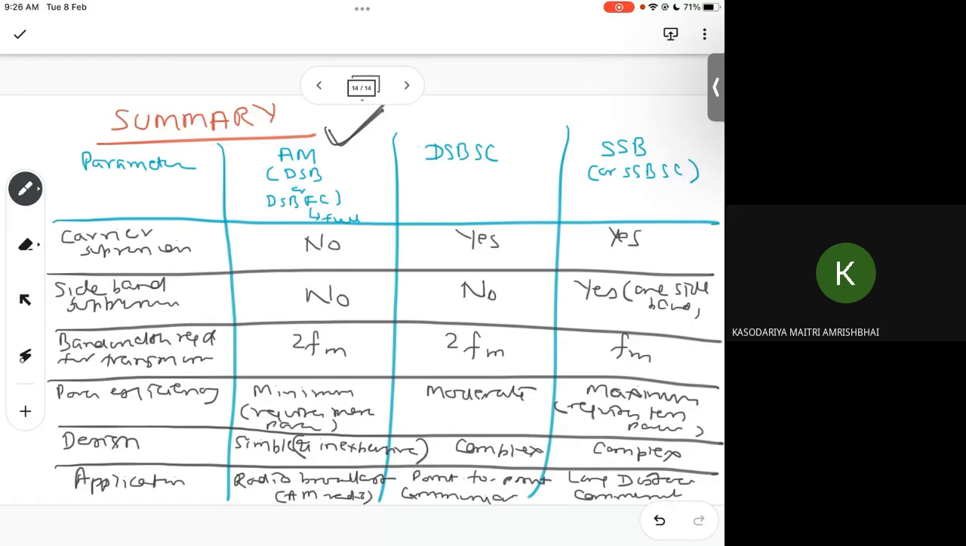Let me see if I could do certain examples for you to make the story complete. So basically, let's do one or two examples based on that.